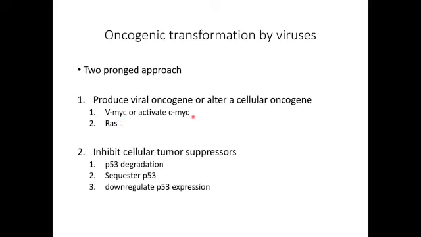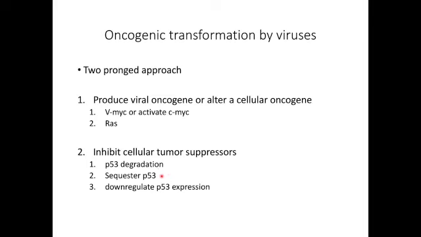So the second part of this two-pronged approach is that oncogenic viruses need to shut down tumor suppressors, inhibit tumor suppressors from doing their job. And all viruses that cause cancer target p53. They can do one of these things, two of these things, or all of them. A very common thing is p53 degradation. So the virus will utilize host pathways to ubiquitinate p53 and target it for degradation.